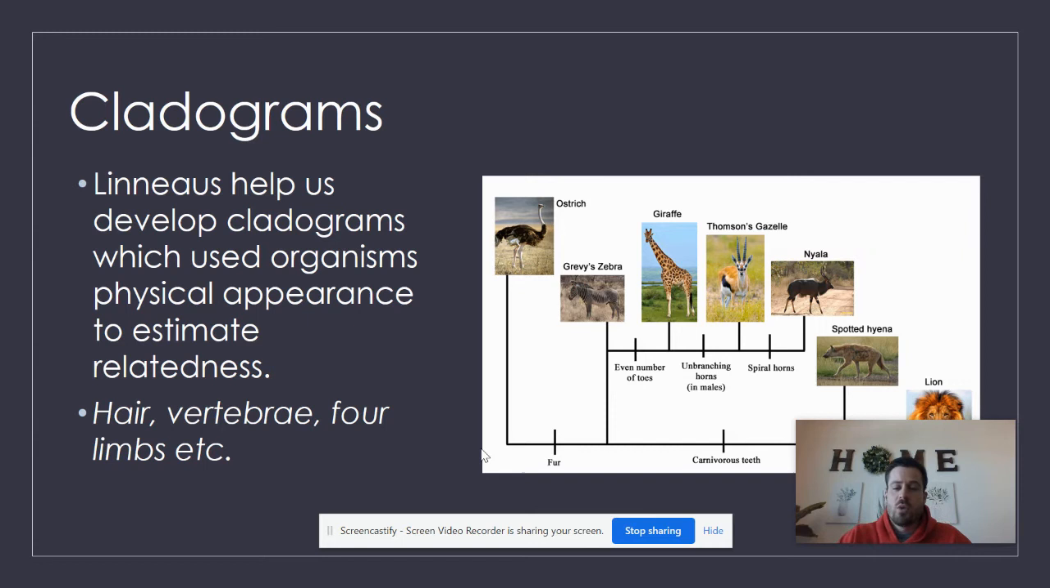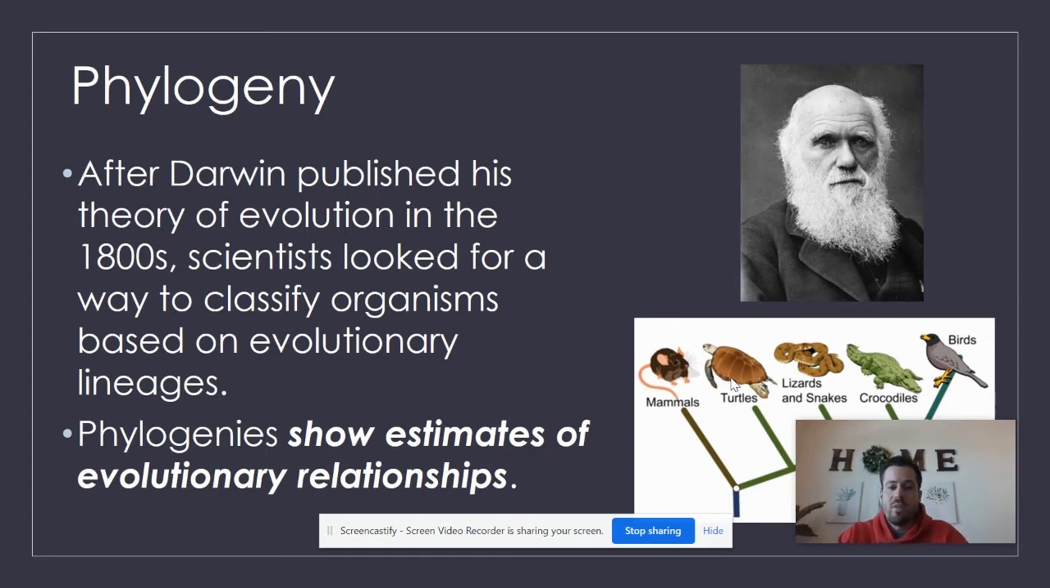Linnaeus helped us to create this diagram called a cladogram. Basically, it's a family tree, except it uses physical traits to approximate or estimate relatedness among organisms. Examples of physical traits could be hair, a spine, vertebrae, or limbs. As you can see here in the picture, carnivorous teeth or horns are also examples of traits that are used for classification.